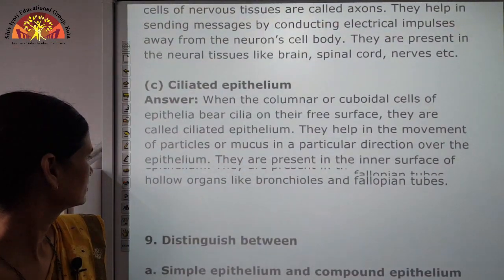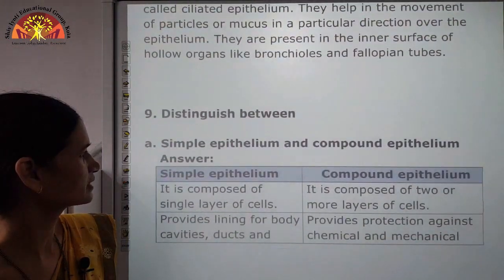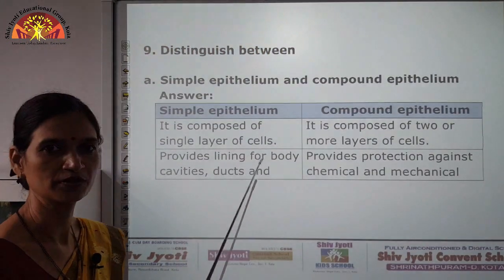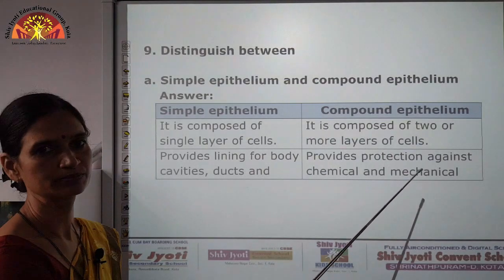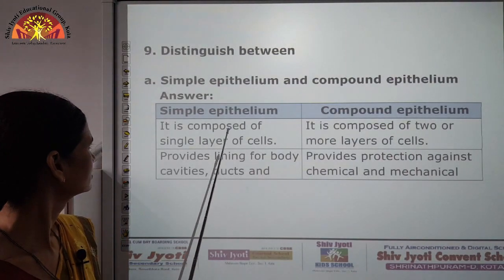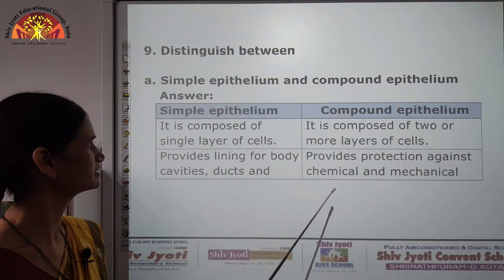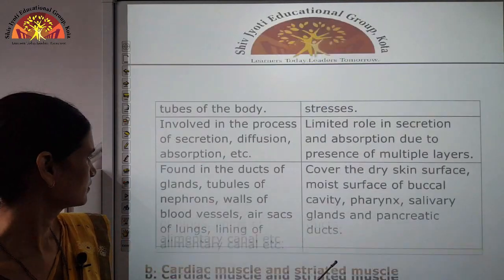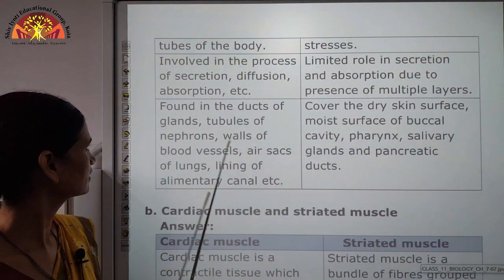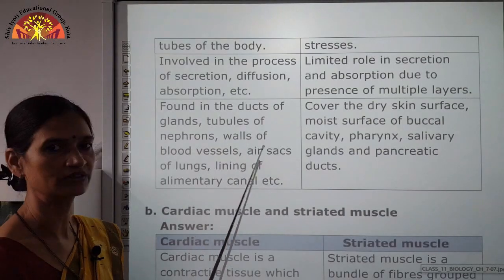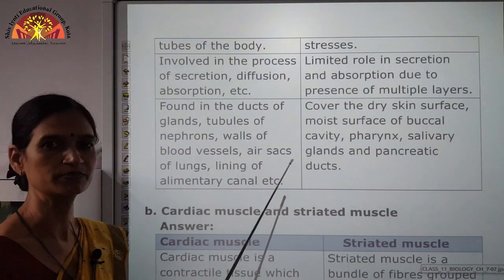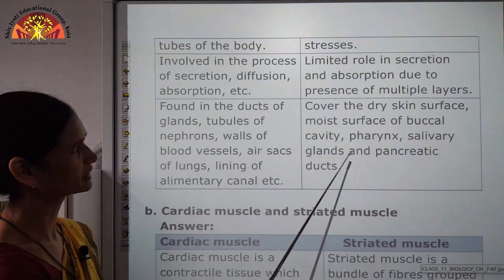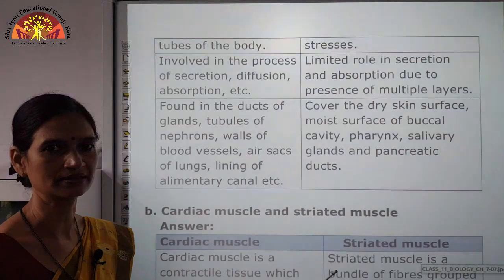The next question, distinguish between simple epithelium and compound epithelium, which we have just discussed now. Simple epithelium is made up of one layer of cells, compound epithelium has more than two layers. Simple epithelium provide lining for body cavities, ducts, and the compound epithelium provide protection, जैसे कि skin में होता है. Simple epithelial cells are found in ducts of glands, tubules of nephrons, walls of blood vessels, air sacs of lungs, etc. And compound are found on skin surface, buccal cavity, pharynx, salivary glands and pancreatic ducts.